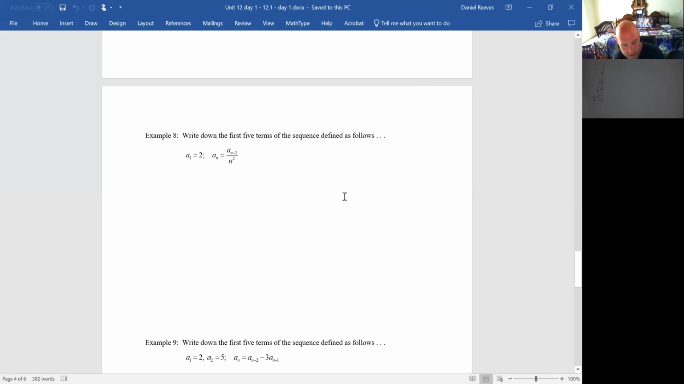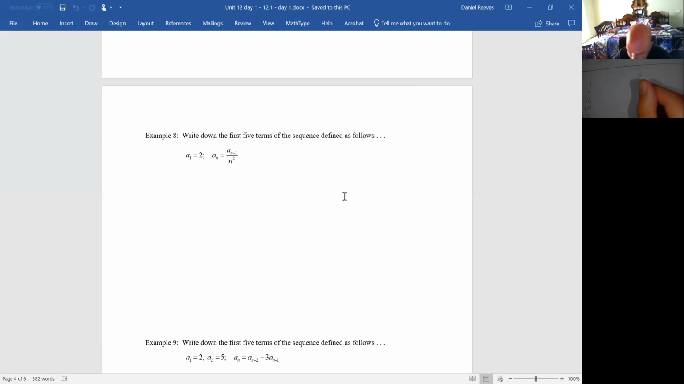Okay, back at it at example 8. Write down the first 5 terms of the sequence defined as following. They tell me my first one again. So my first one is 2. And my next one takes the previous one and divides it by n squared. I will admit that I do not call this completely recursive. I call this partially recursive because you need to know what step you are on.